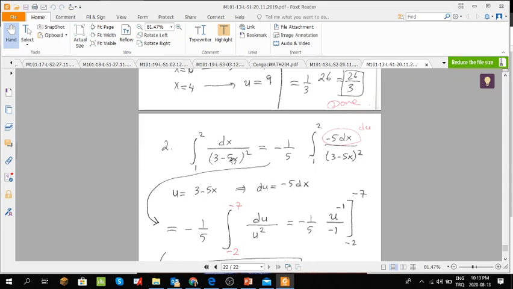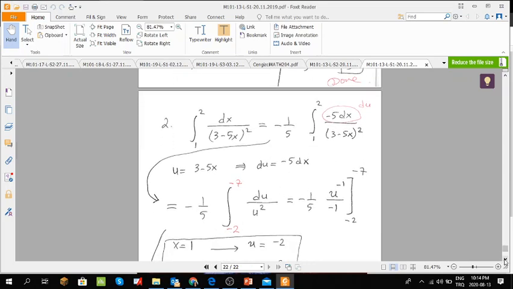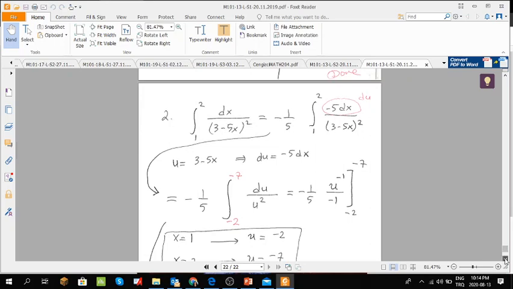Second example, integral from 1 to 2 of dx over 3 minus 5x squared. Now here we have 3 minus 5x is u, and then du is going to be negative 5 dx. Since we don't have negative 5, we multiply and divide the integral by negative 5, and then we get negative 5 dx. Then we put in the u value, so we have negative 1 over 5 outside, and du over u squared comes from here, 3 minus 5x is equal to u. We have that u squared coming from there, and then the limit points are going to be negative 2 to negative 7. The reason is explained down here.